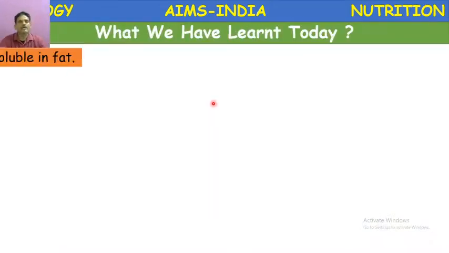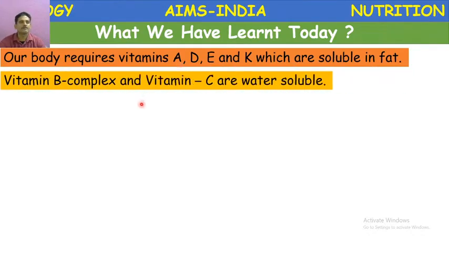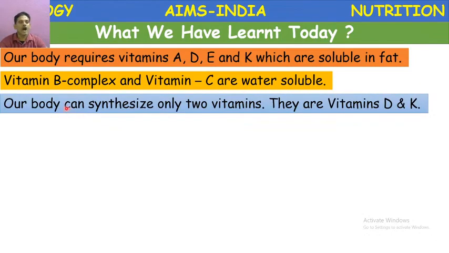Once again, what we have learned today. Our body requires vitamins. What are those vitamins? Fat soluble vitamins and water soluble vitamins. Vitamins A, D, E and K are soluble in fat. They are fat soluble vitamins. Next, vitamin B complex and vitamin C. These are water soluble vitamins. Our body can synthesize only two main vitamins. They are vitamin D and vitamin K.